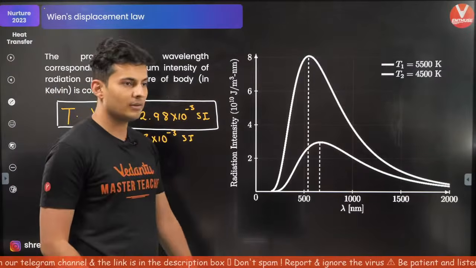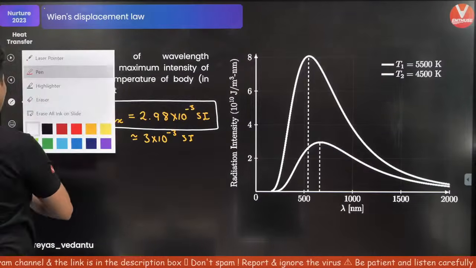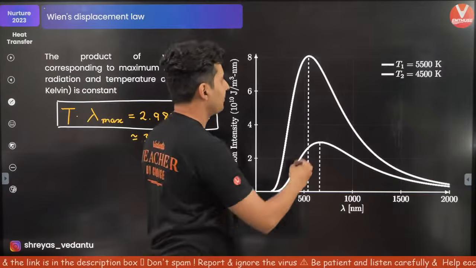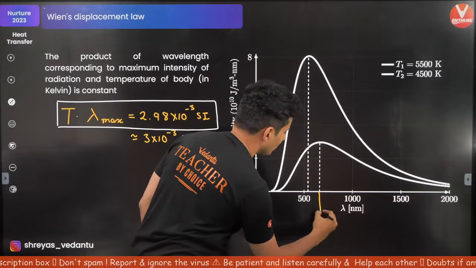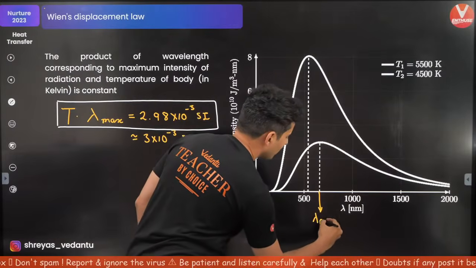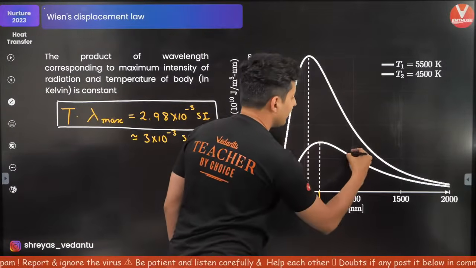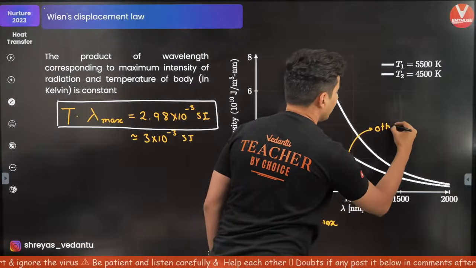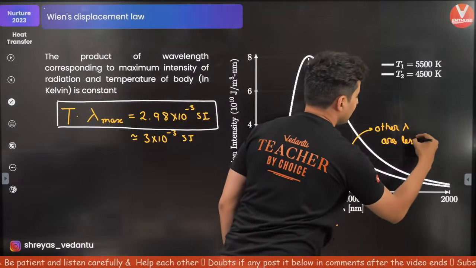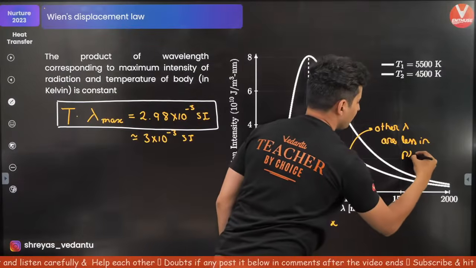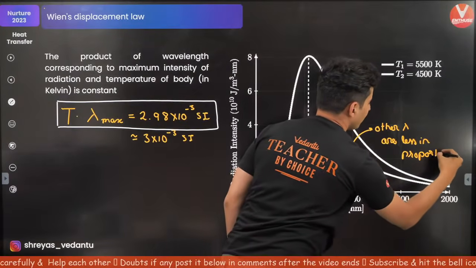Inversely related to each other. All the wavelengths are emitted from here. You can see that. This is basically your lambda max. This is what I'm going to call it. Other wavelengths, other lambdas are less in proportion. That's what I would say.